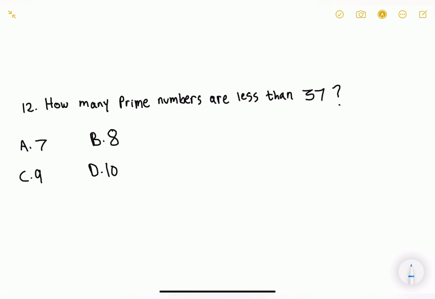Guys, we're almost done, so just bear with me. So the question says, how many prime numbers are less than 37? And we know that a prime number is a positive integer greater than 1, whose factors are only 1 and itself. So with that being said, let's try to find the prime numbers less than 37. You should know at least the first 4 to 5 from the top of your head. So they are 2, 3, 5, 7, 11, 13, 17, 19.